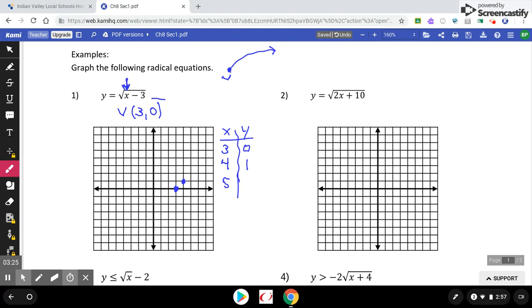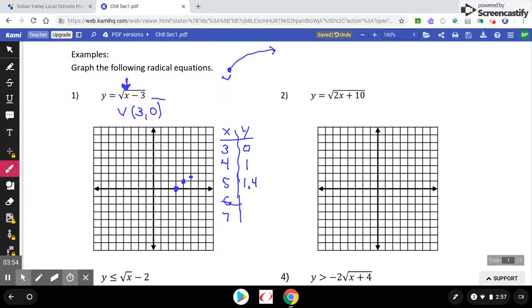Well, if I plug a 5 in here for x, I get 5 minus 3. 5 minus 3 is 2. The square root of 2 is roughly 1.4. Okay, but that's an approximation. So, fine, I could graph that. 5 comma 1.4 is right about there. But basically what we need to do is just keep moving up until we find one that comes out even. So if I plug a 6 in, 6 minus 3 is 3. Square root of 3 doesn't come out even, so I'm not going to use that one.